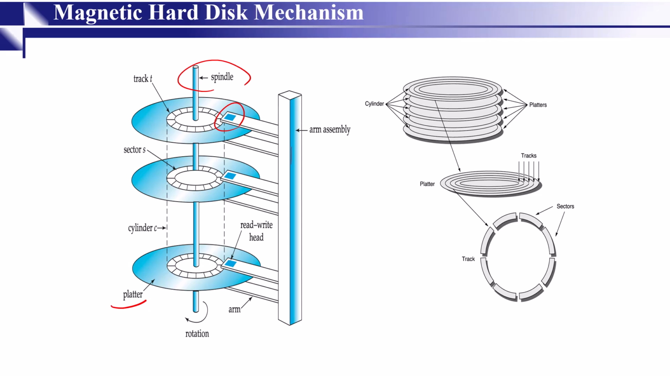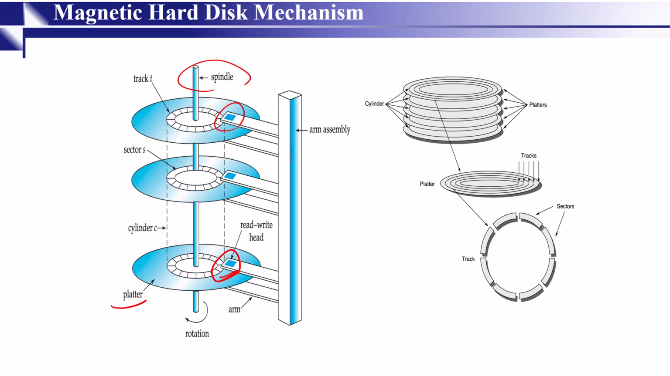These platters are circular discs, and they are made of metal or glass, and they are coated with a magnetic material like iron oxide. Data is stored on these platters in the form of magnetic patterns. Then we have read and write heads. These tiny electromagnetic devices sit just above the surface of the platters. The heads are responsible for reading and writing data.